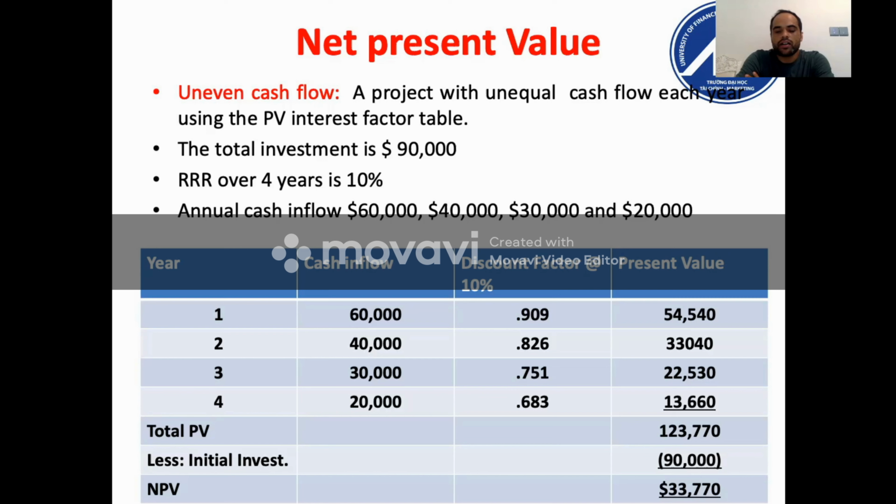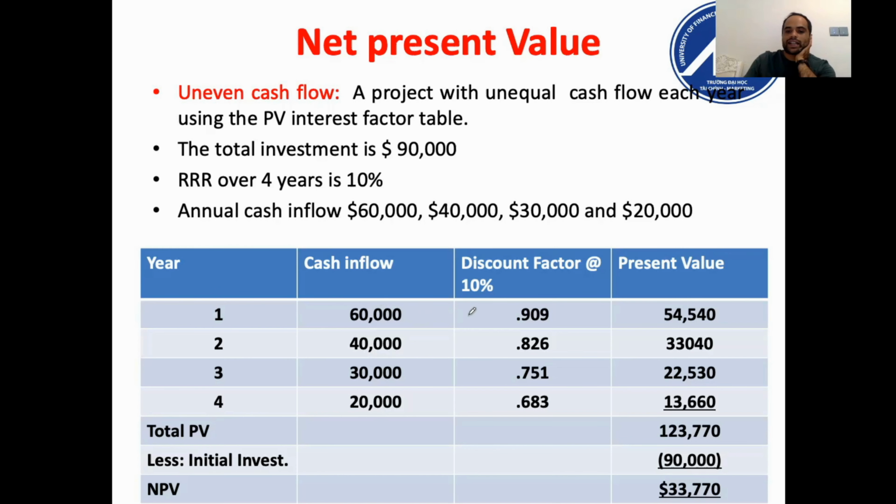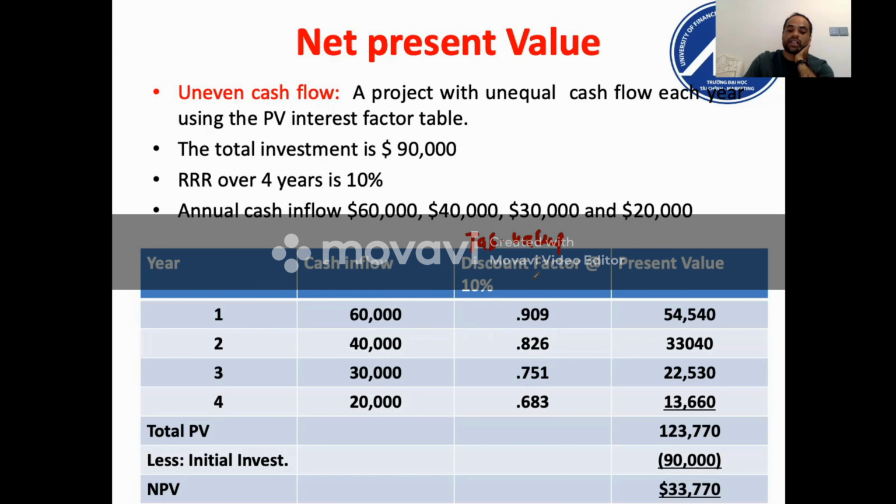So these are uneven cash flows, right? So we can write down here uneven cash flows. Now we have to find the table value. That's your table value. How can we find these values? So obviously we're going to look at the table.